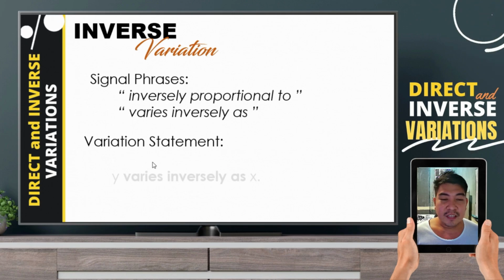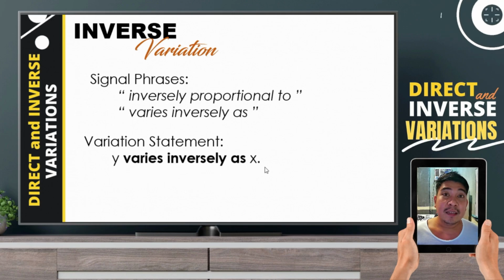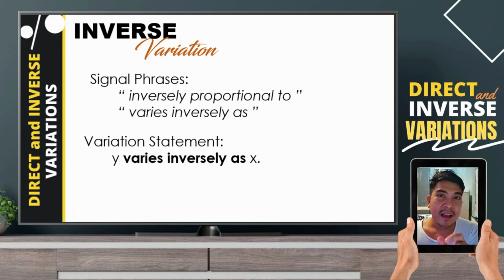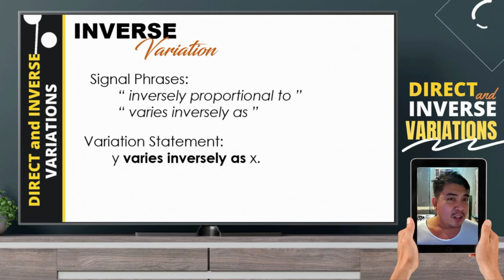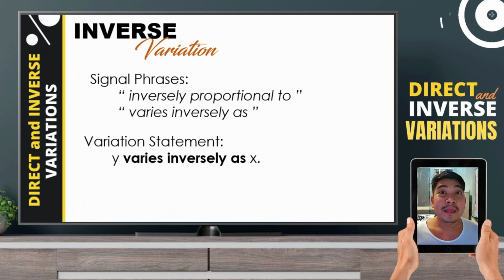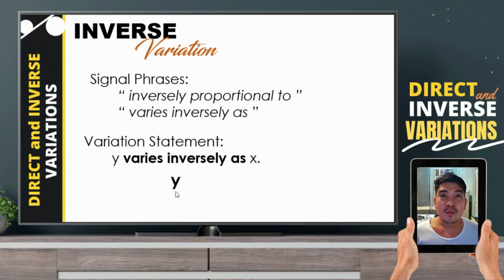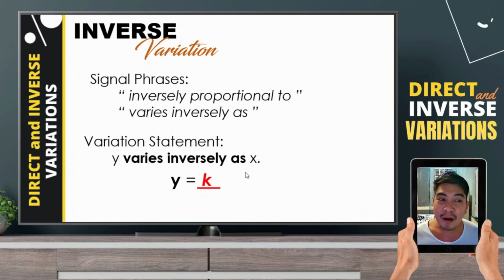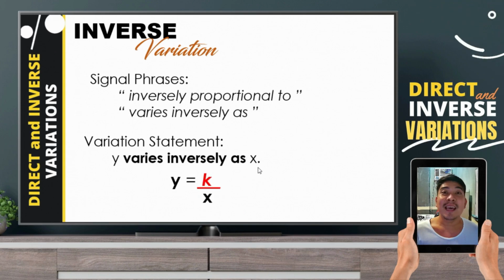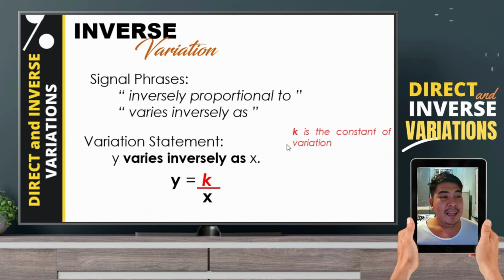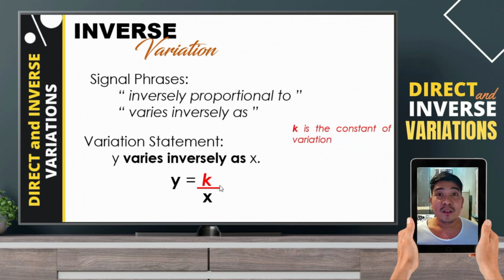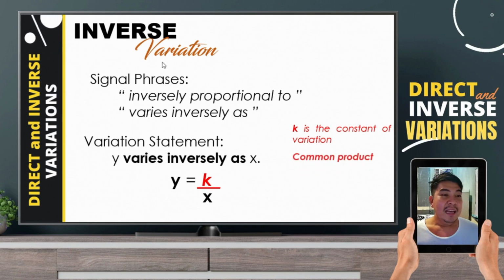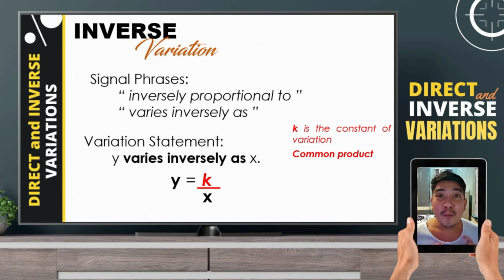So, let us have this variation statement. Y varies inversely as x. So, kapag direct variation, minumultiply natin yung constant at yung second quantity. Paano naman kapag inverse? We need to divide. So, that will be the first quantity, y, is equal to the constant of variation, k, divided by the second quantity, which is x. Okay? So, again, k is known as the constant of variation. But this time, since we are dealing with inverse variation, yung k dito, also known as common product.